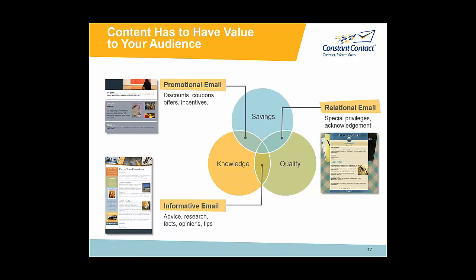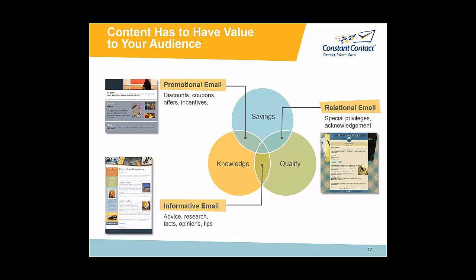Your content has to have a value to your audience. Like if you're doing a promotional email, some things to think about: discounts, coupons, offers, incentives. Informational tips. One of the things with all of this to consider is people like numbers. People react to numbers. Informative email, advice: the 5 things to consider before hiring a consultant. 2 ways to make your lawn look greener in the middle of the summer. Research: 5 things that we found out that were healthy for you to do in the middle of winter.